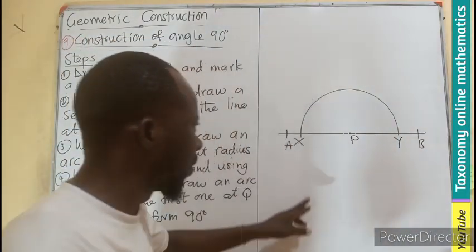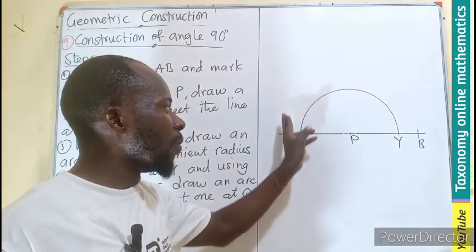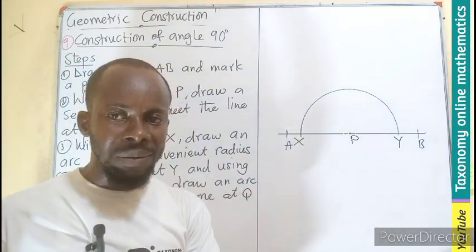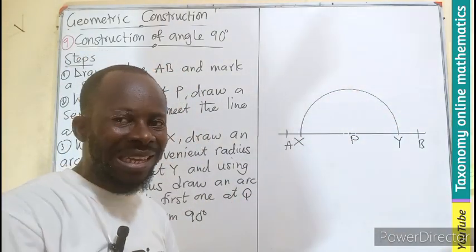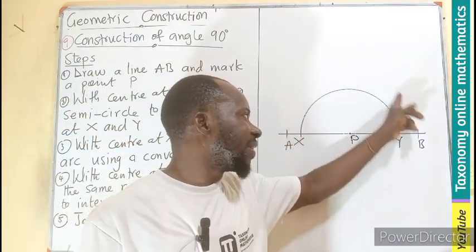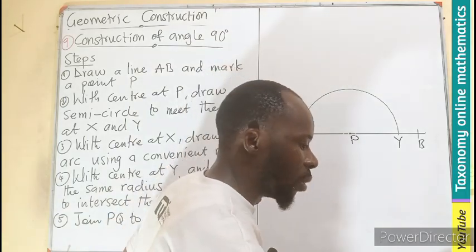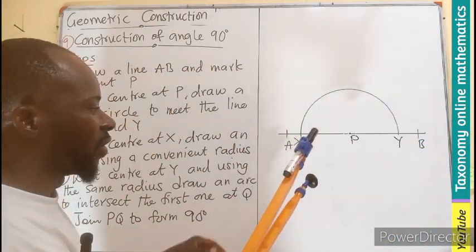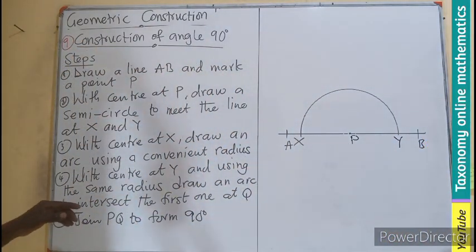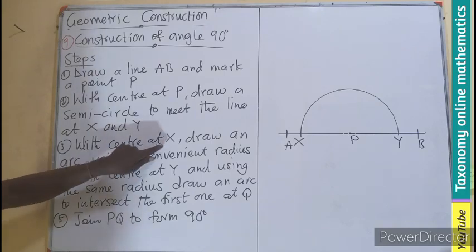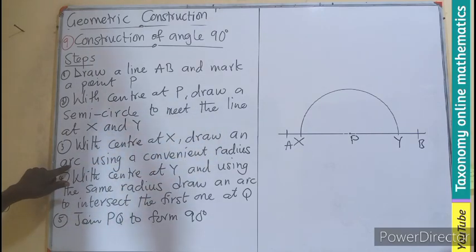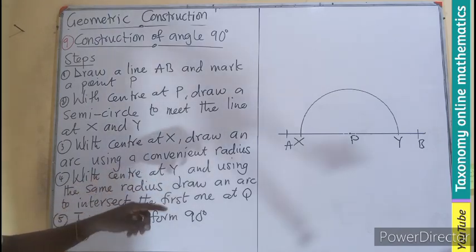Now that we are done with that, this semicircle is forming an angle of 120. We've learned how to bisect an angle. So when we bisect the angle 120, that gives rise to 90 degrees. So with the same radius as we have, no, we can now change the radius. So with X, draw an arc using a convenient radius.